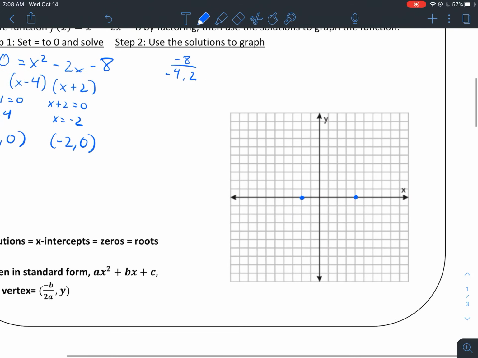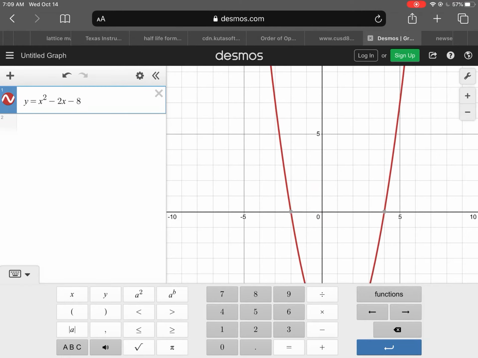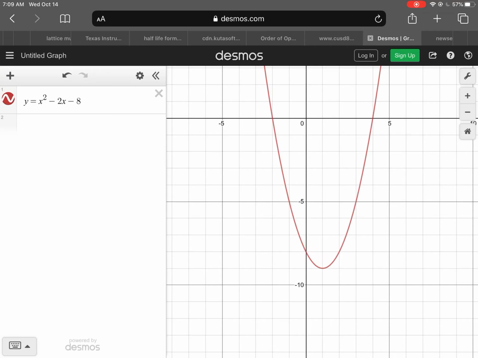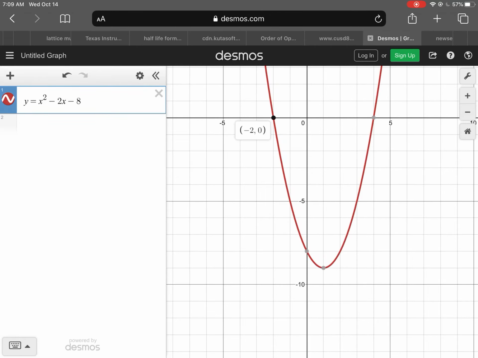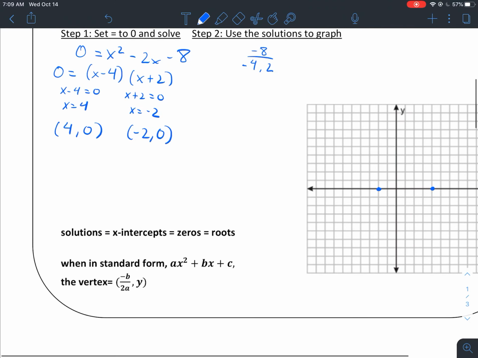So now let's take a peek at a Desmos graph of this function. Oop, looks like it restarted, and I have to replug it in. How fun. So it's y equals x squared minus 2x minus 8. If we look at the graph of this function, it hits the x-axis at (negative 2, 0) and hits the x-axis at (4, 0). So you can get these two x-intercepts by factoring and setting equal to 0.